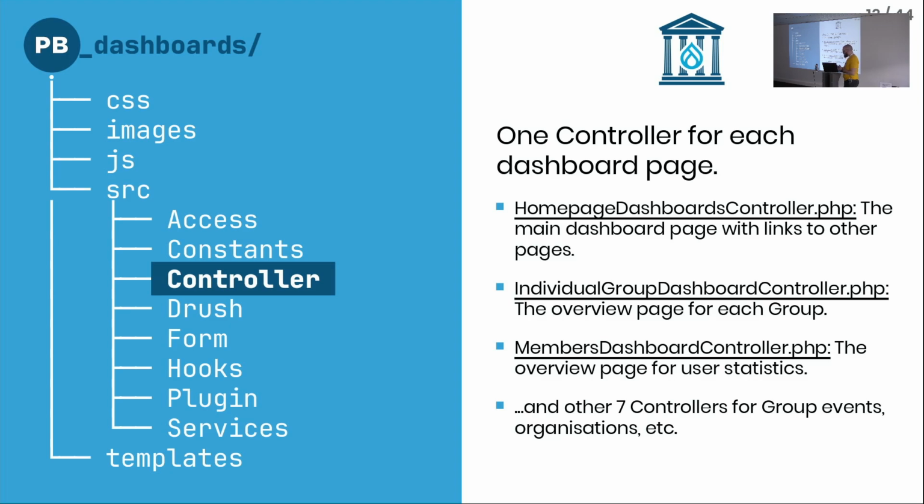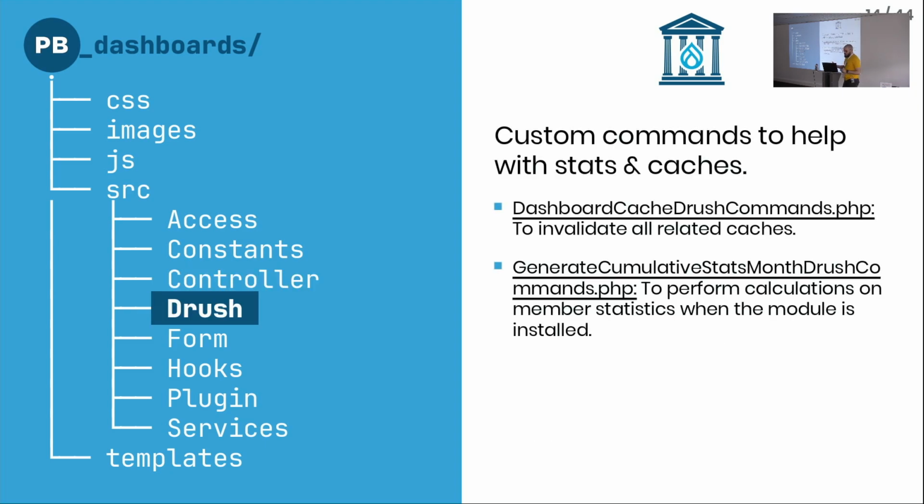Then we had the controller folder, where we followed an approach of one controller per dashboard page. So, for example, we have a home page for the dashboards. That was the main dashboard page for our module. Then we have an individual group dashboard, which was, as the name says, for each group. We also had the members dashboard controller and so on. Then on to the Drush folder, where we had some custom Drush commands to help us with the statistics and the caches.